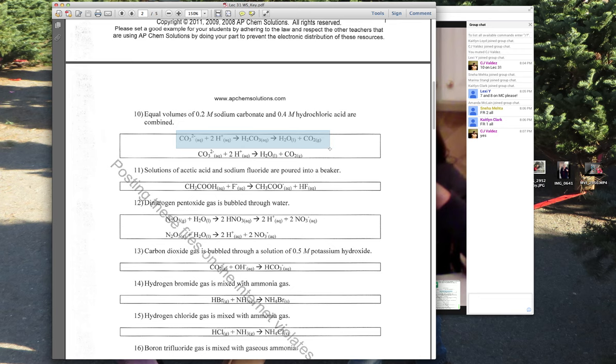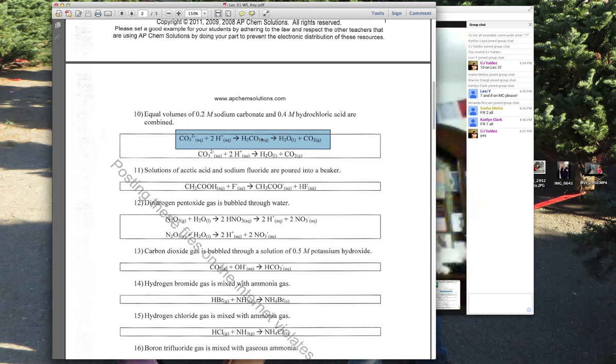This was called the Koch rule. Sodium bicarbonate, carbonic acid is what gives soda its fizzy properties. And it produces this carbon dioxide.